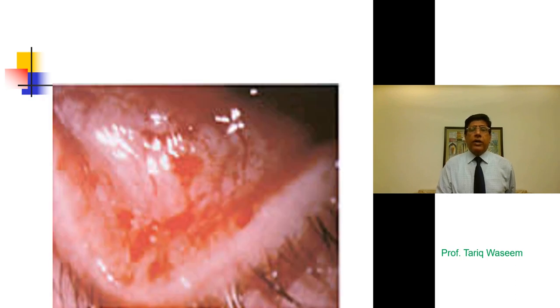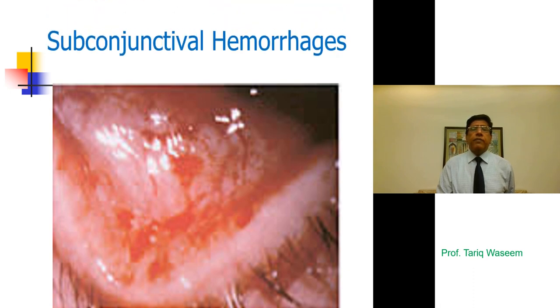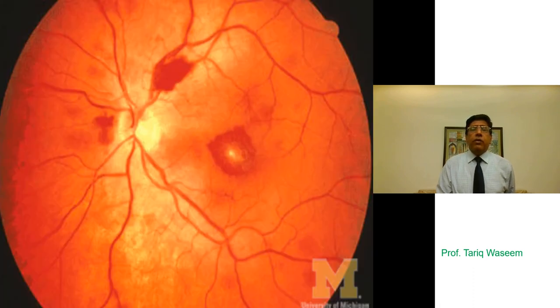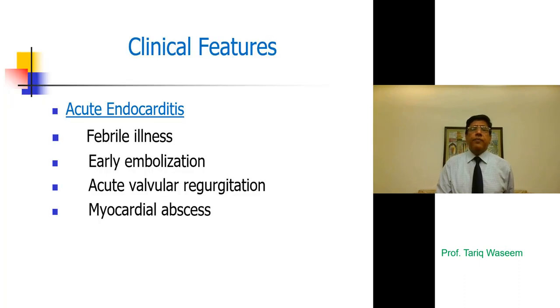This is an everted lower lid, and you may have subconjunctival hemorrhages. When you look at the fundus, the yellow one shown in the center is the optic disc, but if you look about one or two disc diameters away on the temporal side, you would see classical Roth spots, and of course there are multiple hemorrhages seen as well.